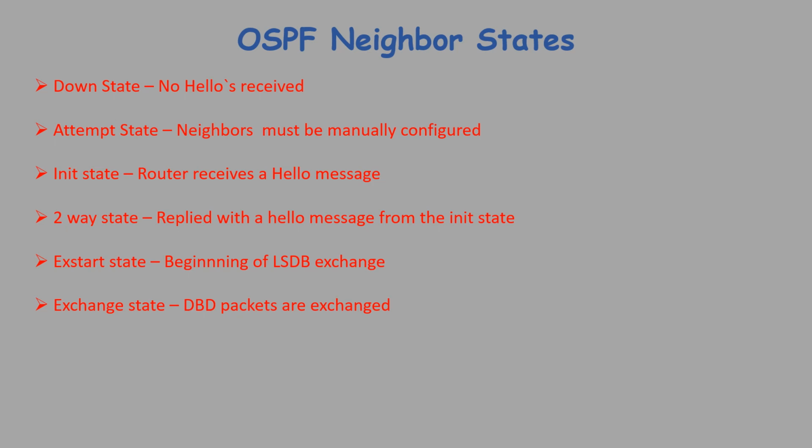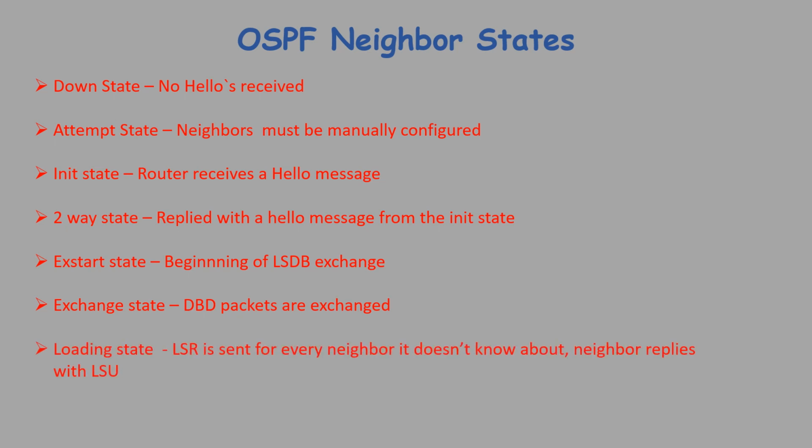Sixth is the exchange state. Database descriptor, that is DBD, packets are exchanged. DBDs contain LSA headers. Routers will use this information to see what LSAs need to be exchanged. LSA stands for link state advertisement.